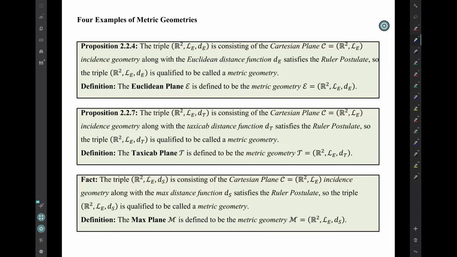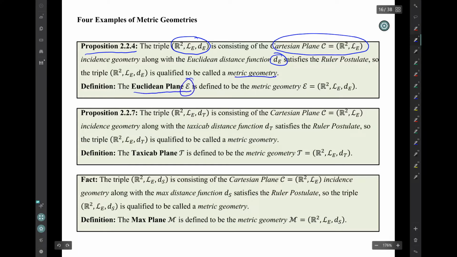Some of these are presented as propositions in the book. Proposition 2.2.4 says that this triple, consisting of the Cartesian plane incidence geometry along with the Euclidean distance function, satisfies the ruler postulate. That is, every line has a ruler. And so therefore, that triple is qualified to be called a metric geometry. We call that the Euclidean plane, script E.